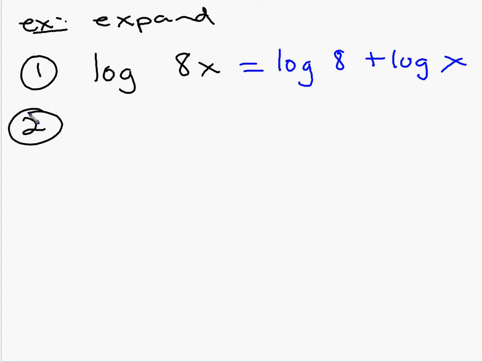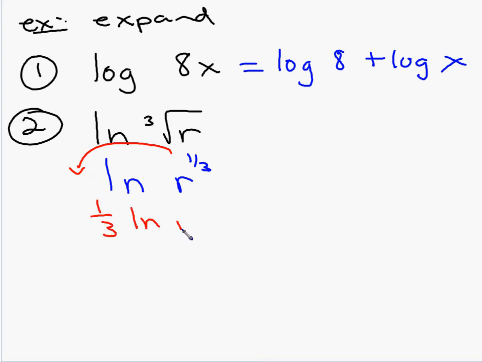Let's do one that we have to think a little bit more about. How about the natural log of the cube root of r? Well, we don't know anything about that radical symbol, but I do know something if I write this as the natural log of r to the 1/3 power. And if you remember the power property I just showed you a minute ago, this 1/3 can come out in front. So this is 1/3 times the natural log of r. And that's how you would treat that problem.